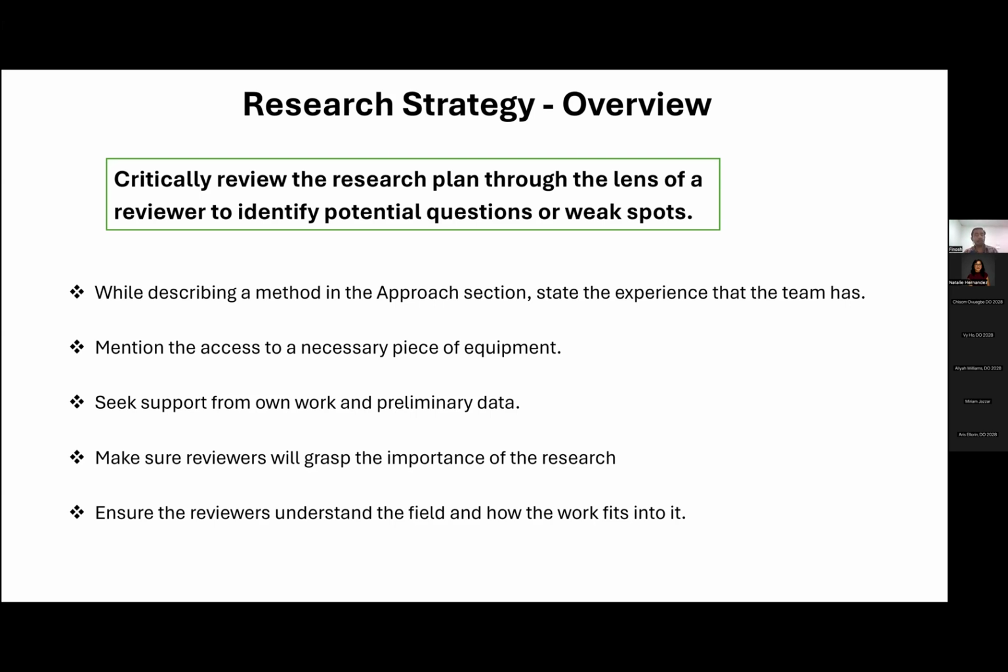Always seek support from your own preliminary data. That is very, very important. So we need to have foundational data.